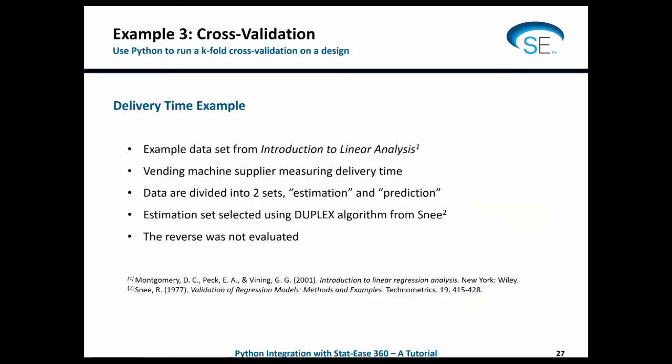So I'm going to show this delivery time example from Introduction to Linear Regression Analysis. It's a measurement of how long it takes a person to deliver a number of cases of soda to a vending machine. The two factors are the number of cases they're bringing and the distance to the vending machine, and then they measure the delivery time in minutes. They divided the data into two sets, estimation and prediction, like I mentioned. The division was done using a distance-based algorithm called DUPLEX from a 1977 paper by Ronald Snee. And they did not evaluate the reverse, so they didn't take the prediction set and turn it into an estimation set and vice versa.